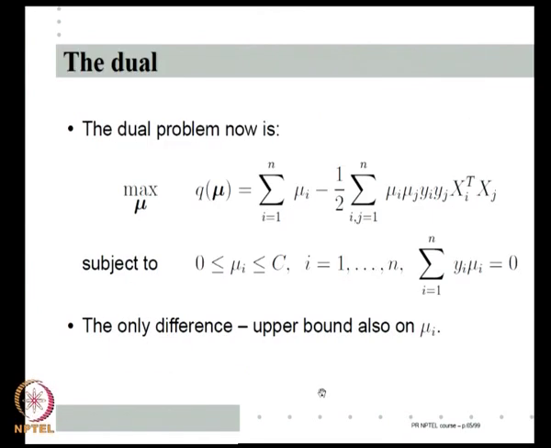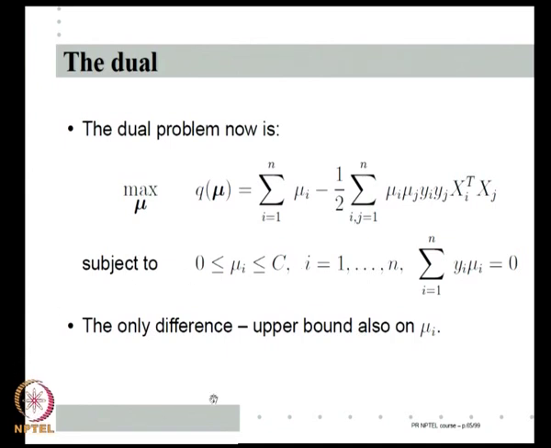Which means my dual now will be exactly the same as the old dual: the cost function and all the old constraints will be there. Earlier I had only mu_i greater than or equal to 0, now I have mu_i less than or equal to C also. So, the only difference is an upper bound. Right. This is very nice.